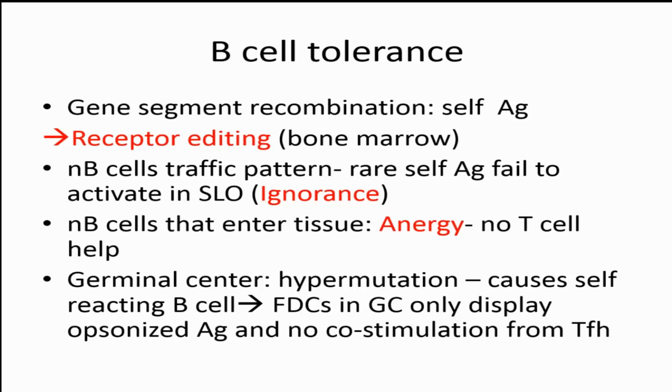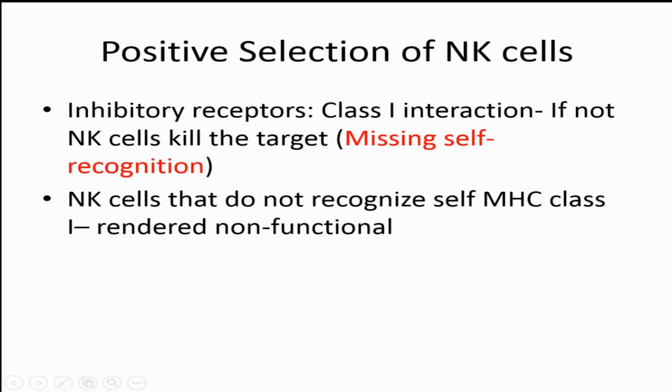So, which means that those are already known to be dangerous and not likely self-antigen. That's where they don't get co-stimulation from other T cells called follicular helper T cells, and so they won't go through the whole cycle. So that BCR will again change. All right, so that's for the B cells, and now for the NK cells.